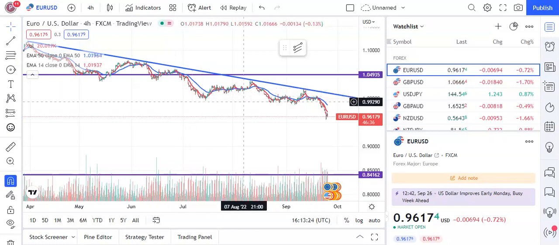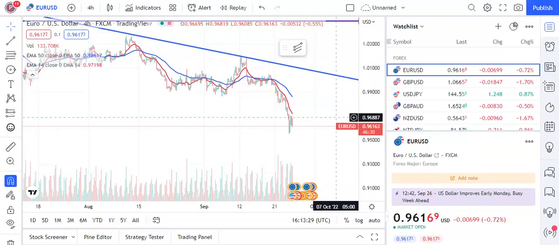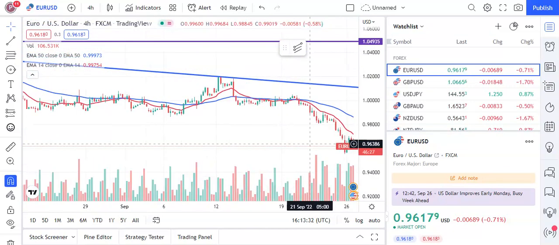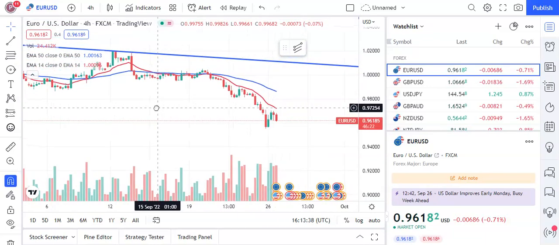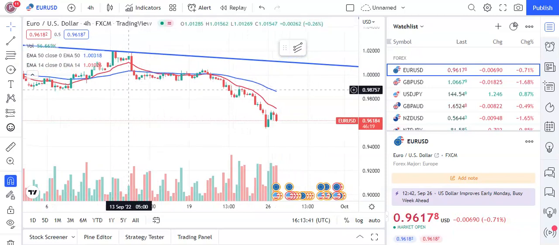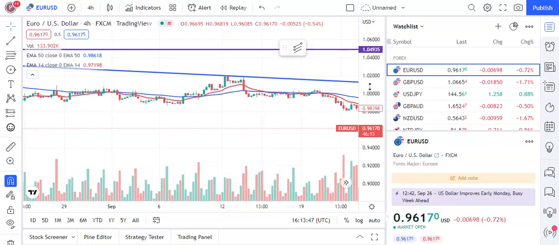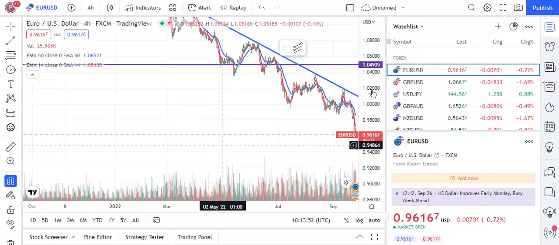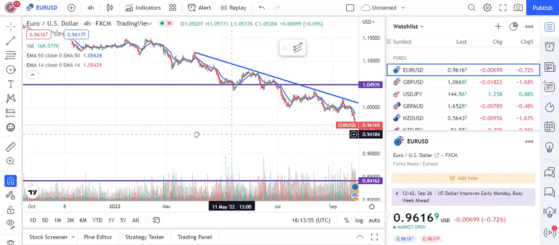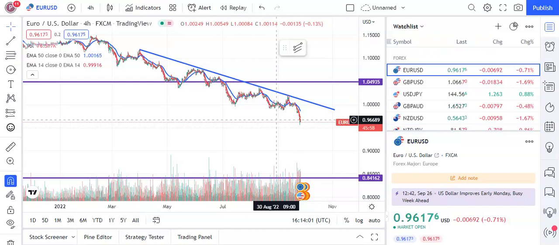Euro USD is falling, and the trend line is equally what? Visible and reliable for me to place my trades. So you can see it. This is the 4 hour time frame Euro USD. Trend is down. So what I'm going to be looking at here is just to take a down trade, a sell trade, so to say.